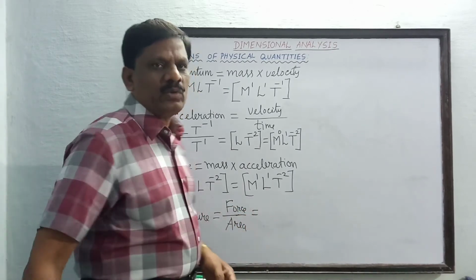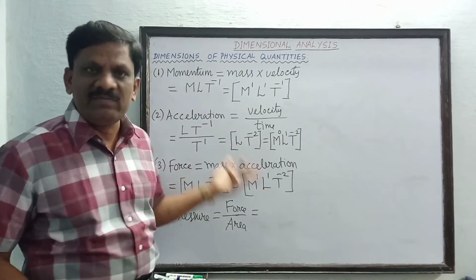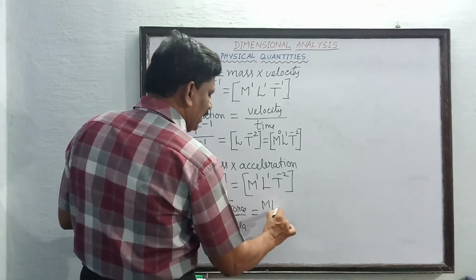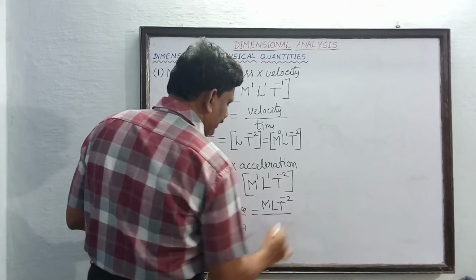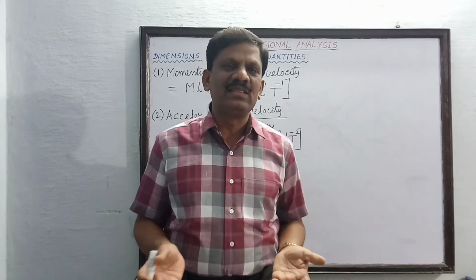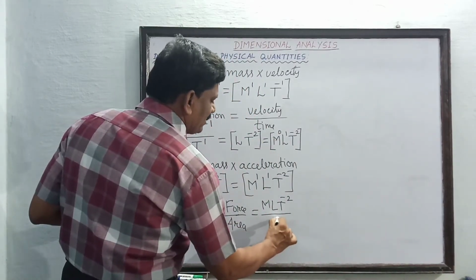So we have to substitute in the numerator the dimensional formula of force. Already we have derived. So I am going to substitute M LT power minus 2, M LT power minus 2 whole divided by area. Area is what? Length into breadth or length into length. It is having 2 dimensions in length. Therefore, I will write L square.